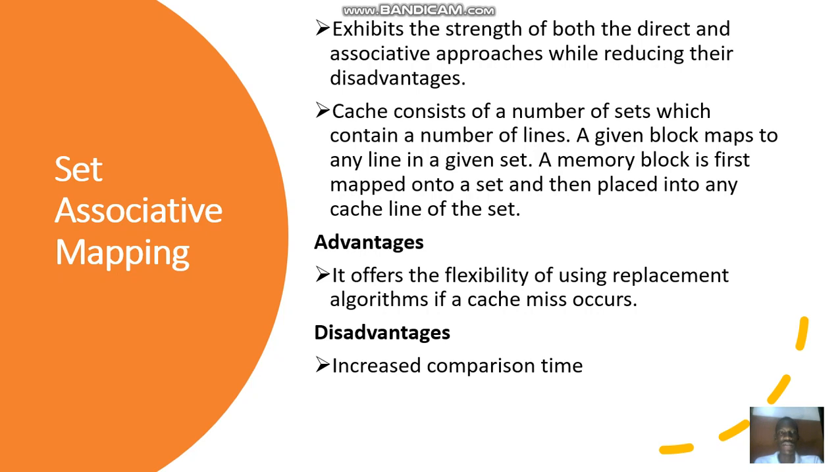And the advantage of set associative mapping is that it offers the flexibility of using replacement algorithms if a cache miss occurs. And the disadvantage of set associative mapping is that there is an increased comparison time.